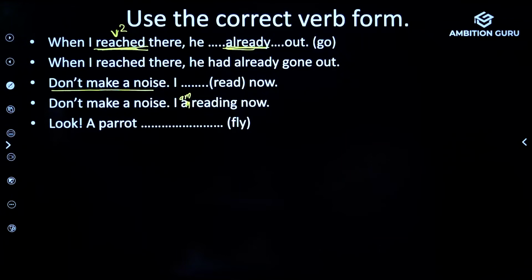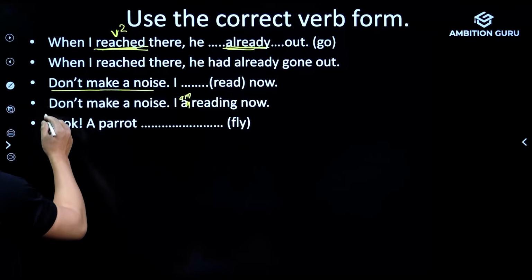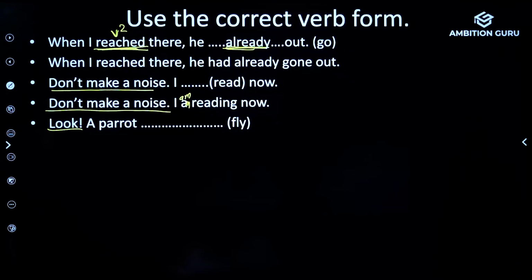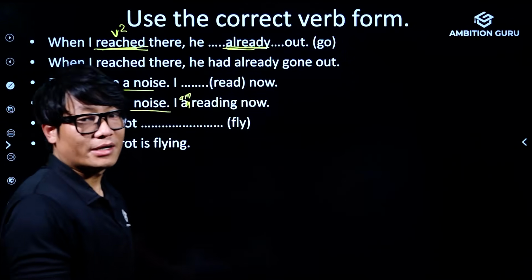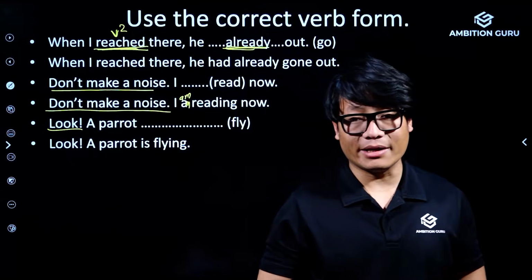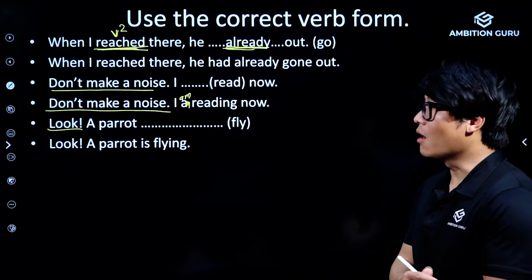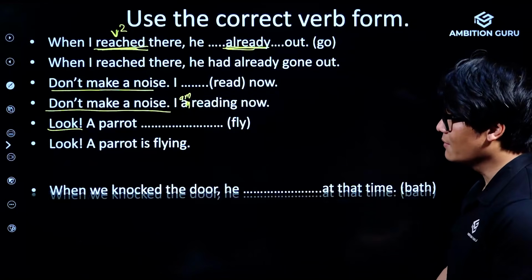Okay, very good. Now you need to understand that when there are words like don't make a noise, look, shut up, don't disturb, be quiet, there should be present continuous after that. So look, a parrot is flying. Look, a parrot is flying. That's absolutely correct, Junish. Okay, so let's have another question.